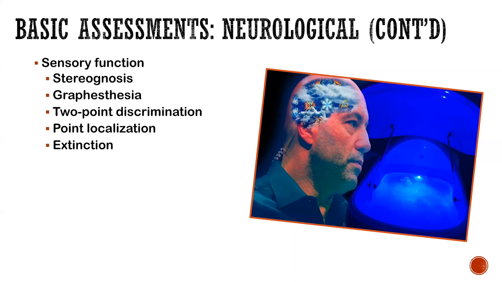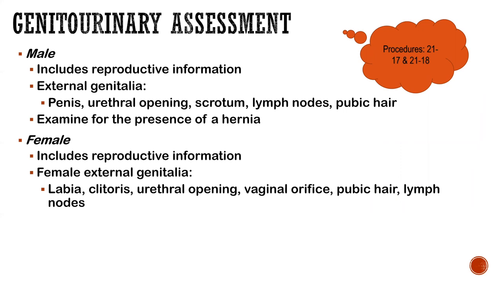And then a genitourinary assessment as well. So when we're talking about a male genitourinary assessment, we're going to ask them questions, including reproductive information, if it applies. We want to look at the external genitalia, look at the penis. What does it look like? Is the urethral opening where it should be? Because sometimes it's not. And I've got stories about that. The scrotum, what does a scrotum look like? Do they have testes that are able to be felt? Are there lymph nodes that are swollen? Is there pubic hair? All of these things are things that we need to assess when it's relevant. Now, I'm not saying we're going to do this assessment in a head-to-toe fashion, like when we're doing a head-to-toe at the hospital, we're going to assess this every single time. But especially if they're there for that issue, we will assess it more often.